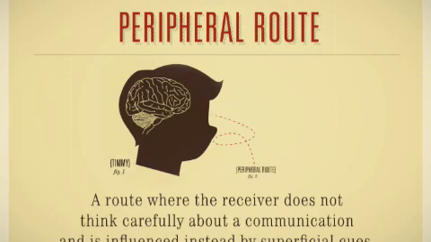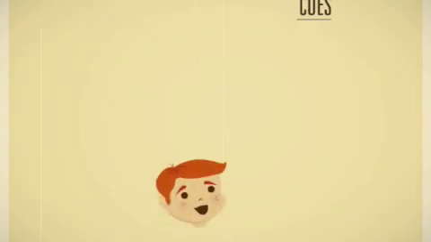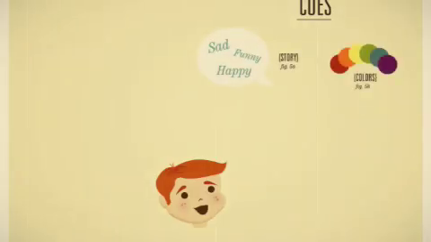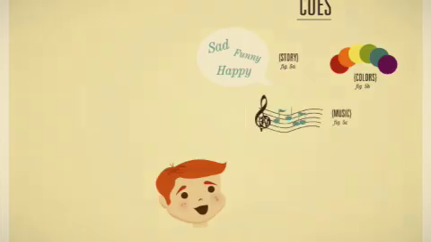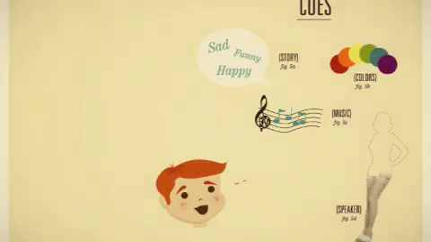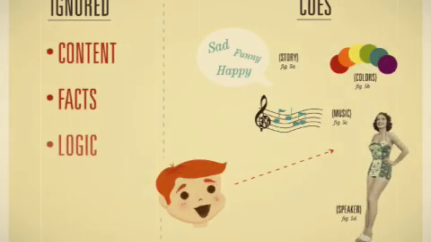Let's look at the alternative, the peripheral route. In this route, the receiver, that's still you, Timmy, does not think carefully about a communication and is influenced instead by superficial cues. Examples of these cues or gimmicks include an emotional story, bright colors, sappy music, or an attractive speaker. Low involvement is associated with the peripheral route because the message content becomes relatively unimportant and ignored.